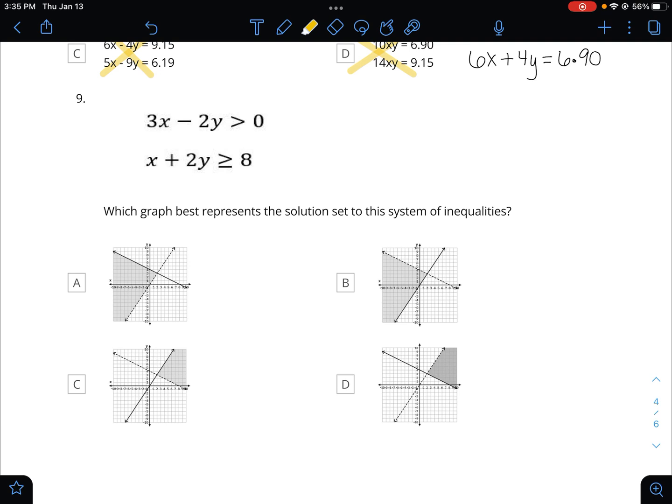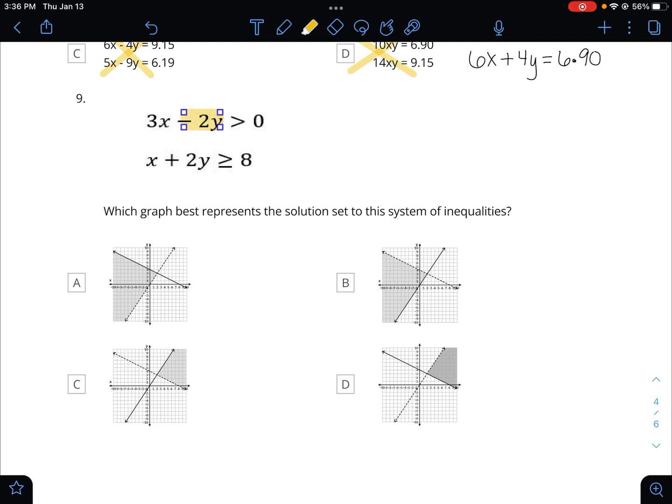Okay, looking at the next one. This one's going to require a little thinking from us. We have two inequalities, and we want to know which graph best represents the solution set to this system of inequalities. This one is a little challenging, but this is how I want you to think about it. All of these graphs look almost identical. The only difference is the types of lines. But if you think about it in a shading aspect, I think this will help you.